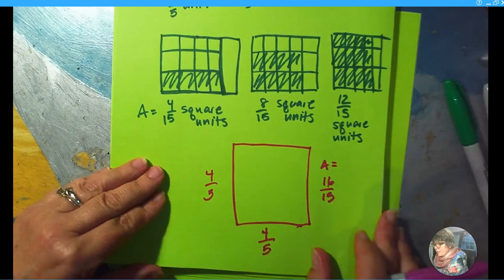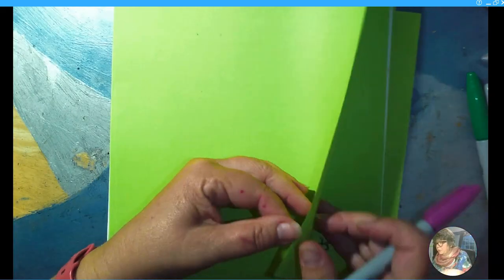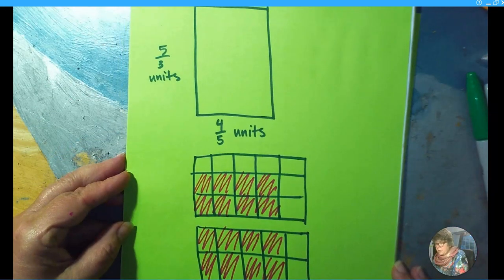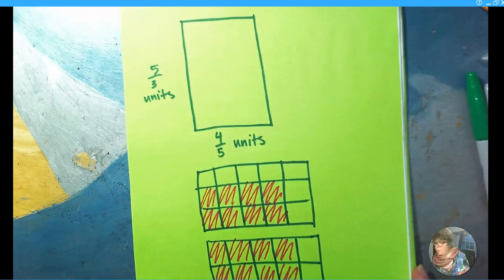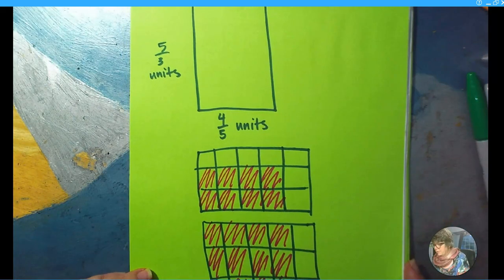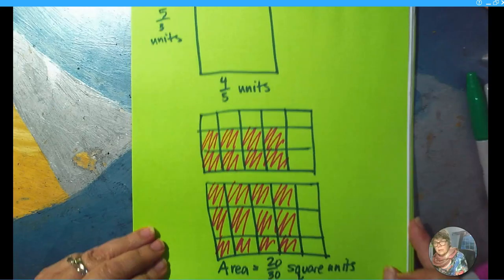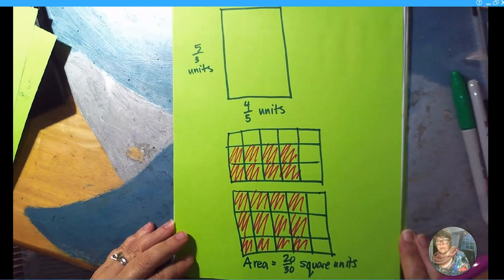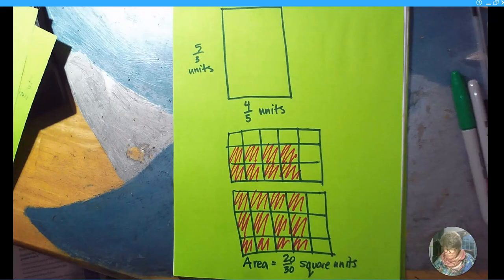Okay, let's check out these quadrilaterals. Blank one tricked you. There we go. Let's get them to fit on our screen. The top one is 5/3 by 4/5 units. If I just move this up a little bit, we can see it better. There we go. Hopefully you're looking at that, thinking about it, seeing what you notice there.